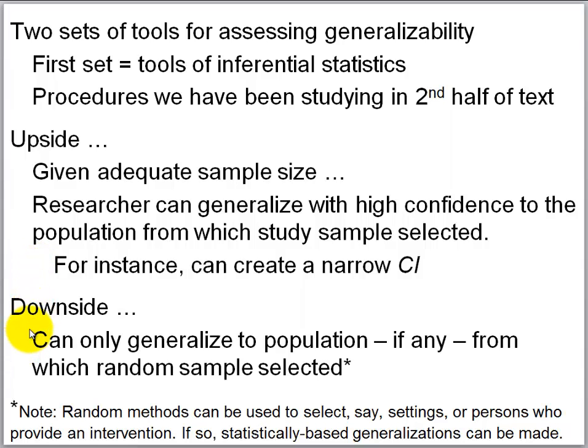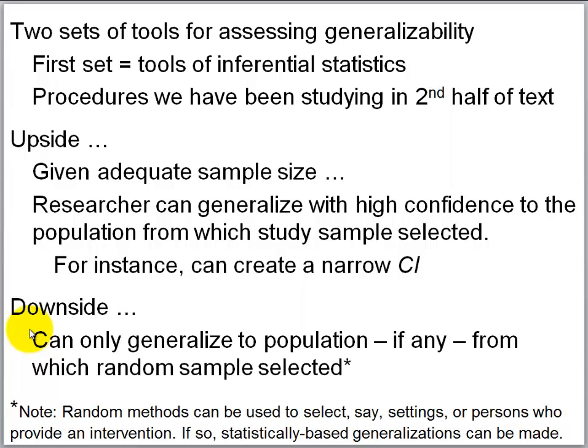What's the downside? The downside to these generalizations is one can only use them to generalize to the population, if any, from which the random sample was selected. So perhaps you do a random sample of students at your university and administer a survey, and then you generate some confidence intervals regarding opinions of students in response to the survey. Well, these confidence intervals, which are generated using inferential statistical tools, tell you about the population from which your sample was randomly selected. So they tell you about the university population. They can't help you in drawing inferences beyond that population.